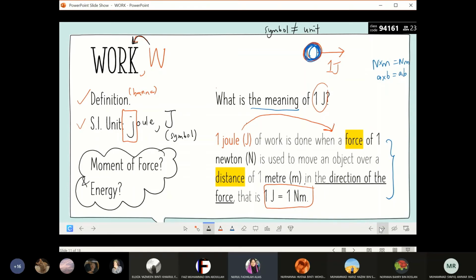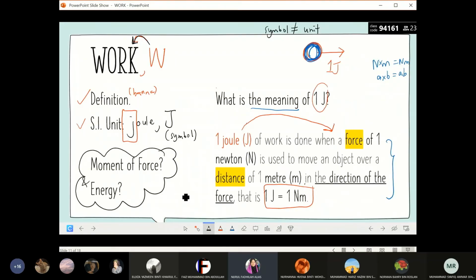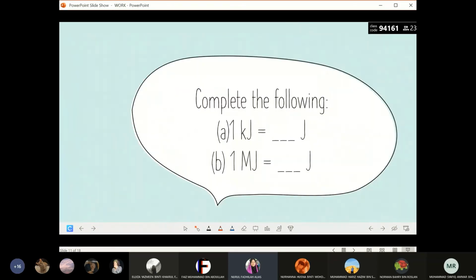The answer is, moment of force and energy both have the same unit as work. What is the unit of moment of force? The unit is Newton meter. What is the unit of energy? Joule or Newton meter as well. So we can conclude that work is related to moment of force and also energy, and the relationship is in the unit. They have different names but they share the same unit.